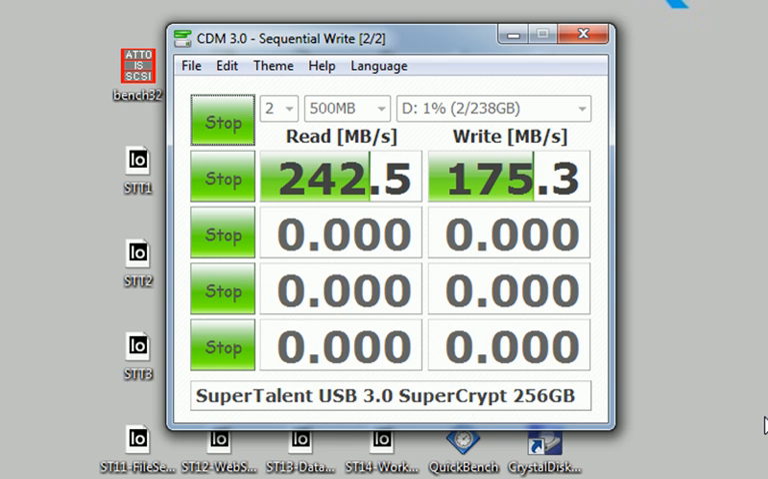And what's special about this one is it's hardware encrypted. So SuperCrypt has built-in hardware encryption. It's AES 128-bit. We also have a version, SuperCrypt Pro, that's AES 256-bit encrypted.